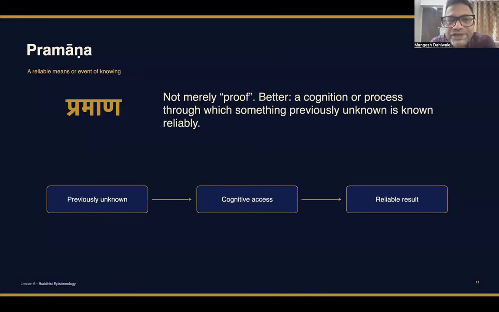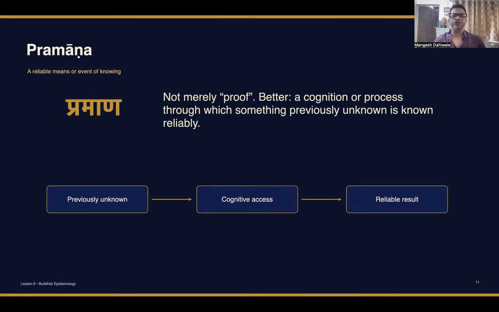So the Buddhists have examined it very deeply, and they have come up with a term called pramana. What should we take as valid cognition? So the reliable means or event of knowing is called pramana. And there are many books on it which you can read, and I'm going to give you some readings as well if you are interested. So the pramana is not merely proof, it's a cognition or process through which something previously unknown is known reliably. So what are the reliable means by which we can know something as a valid cognition?